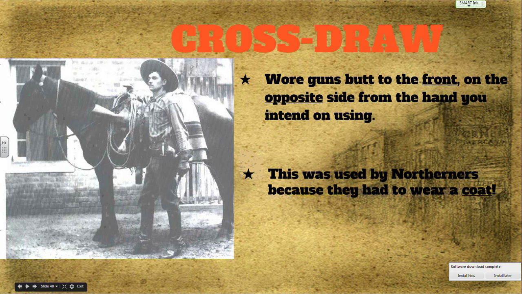And you will have to identify these on your test, these little gun tricks, by the way. So this is the cross draw. Butts to the front, cross draw.